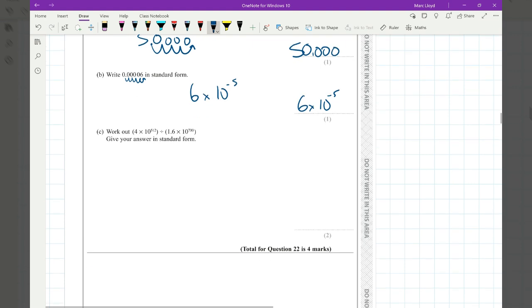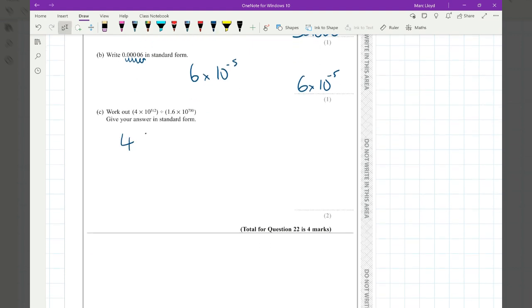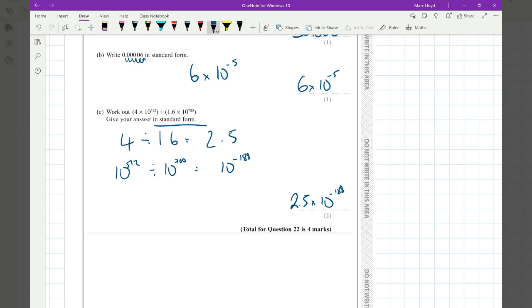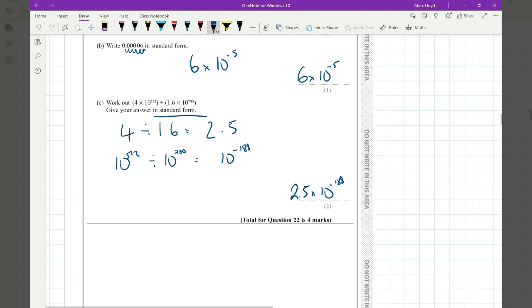Okay. We've had a lot of these. 4 divided by 1.6 is 2.5. 10 to the 512 divided by 10 to the 700 is 10 to the, and then we do 512 take away 700, negative 188. So our answer is 2.5 times by 10 to the negative 188, and it does say give it in standard form. We don't have to change anything because the 2.5 is a number between 1 and 10, so that one's fine.